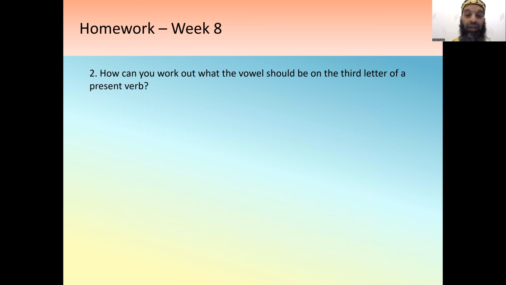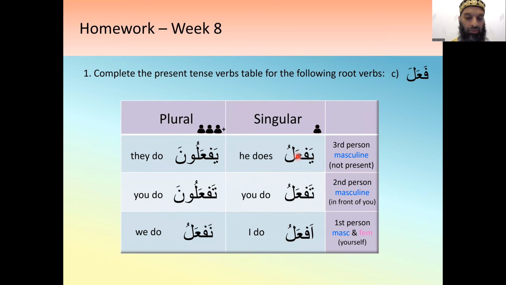How can you work out what the vowel should be on the third letter of a present verb? So somebody just write the answer down. I've said it about 2-3 times already. So how can you work out what this vowel should be? This vowel here. Yes, right. There's no way of knowing it just like that. Yeah, you have to learn it for each verb. So fa'ala yaf'alu. Kataba yaktubu. You have to learn the present form with the past.